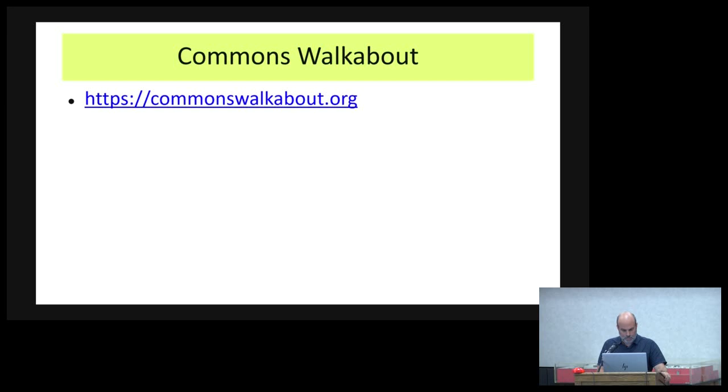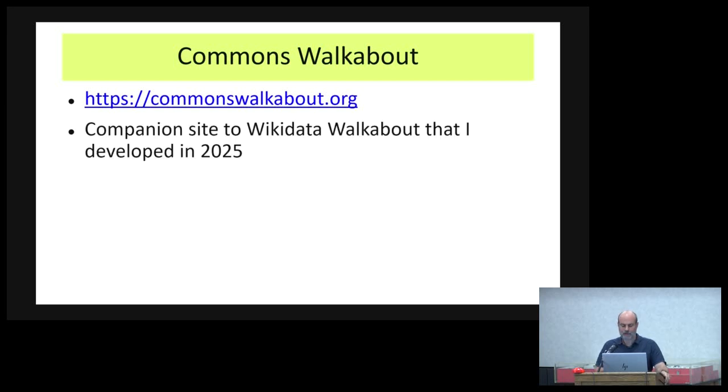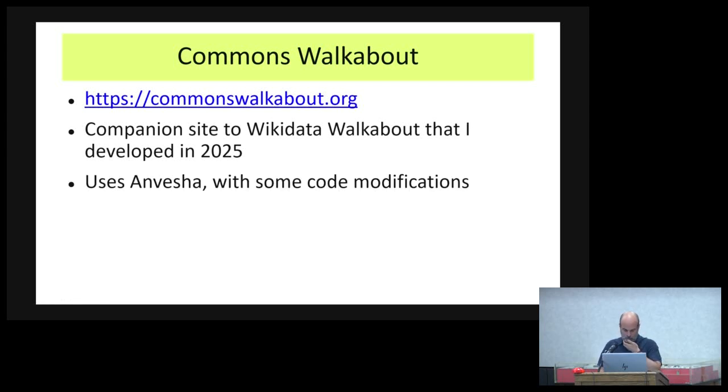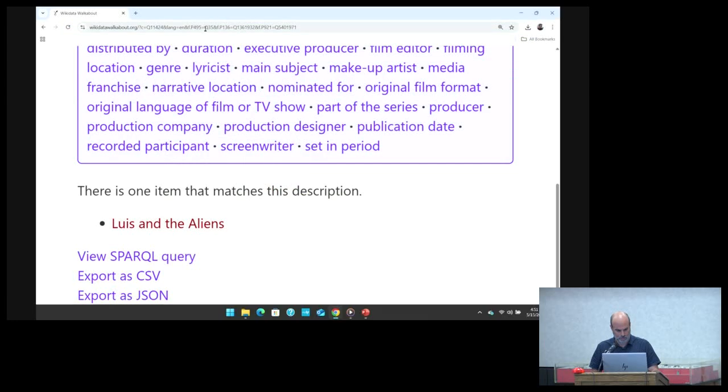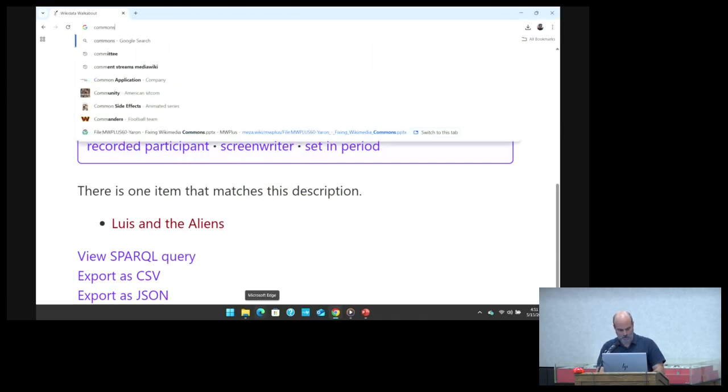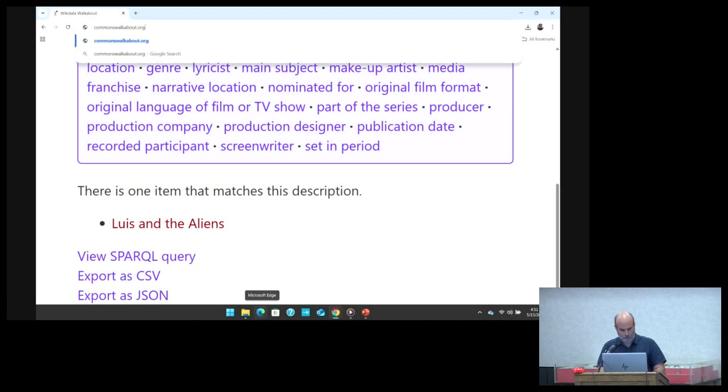And so in 2025, I was inspired to create Commons Walkabout, which is a companion site that, as you might expect, uses structured data from Wikimedia Commons instead of Wikidata. It uses the same software with some code modifications. Amazingly, I'm told it's the first outside tool to make use of the Wikimedia Commons SPARQL endpoint, and I think a big part of that is that the endpoint requires a login, so people just didn't want to deal with it. But we found a technical workaround. So let me go here.